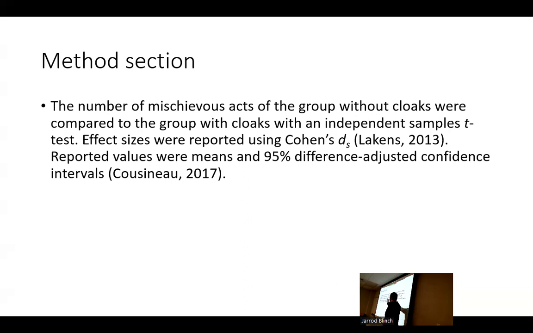And then here, I'm just adding reported values or means and 95% difference adjusted confidence intervals. And someone might say, oh, difference adjusted, I've never heard of that. So this is a good reference for difference adjusted confidence intervals. If you're not using difference adjusted, then you don't need to say that part. Or you might want to say, hey, we're going to report the 95% confidence interval of the mean difference, if that's what you choose to report.